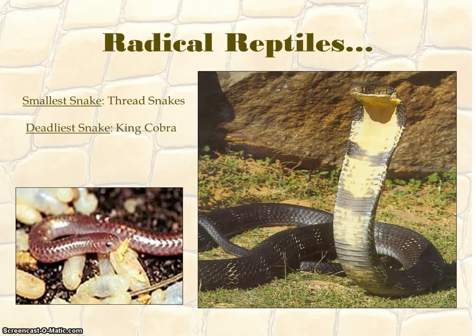The smallest snake would be your thread snake, okay, found in flowering areas, garden areas, very small, about the size of a worm, okay.